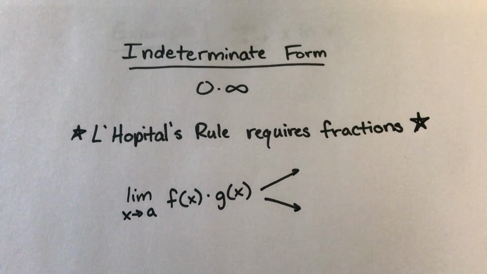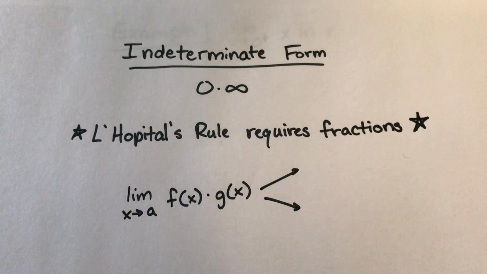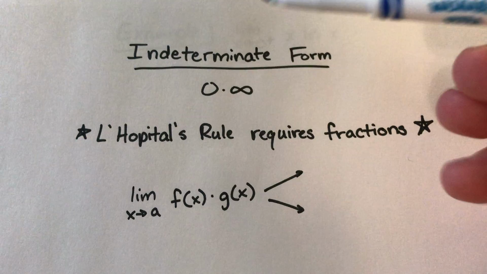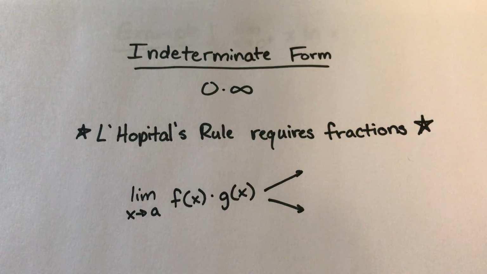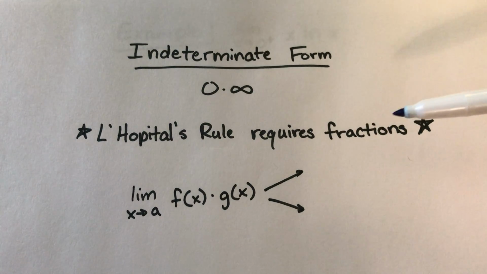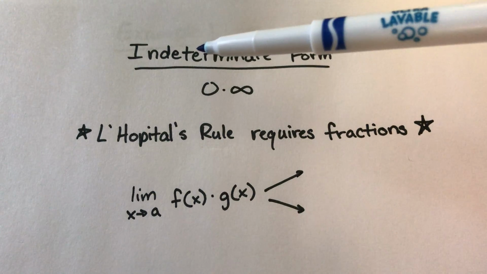So in this video, I'm going to talk about L'Hopital's rule with the indeterminate form 0 times infinity. It's important to note that this infinity could be either positive infinity or negative infinity, as long as it is some kind of infinity. So what we want to do with L'Hopital's rule, it does require the use of fractions at some point in some way for doing the limit.